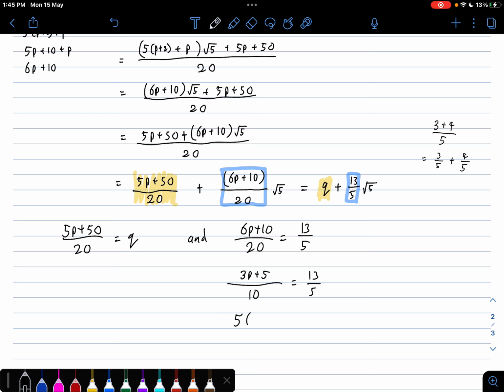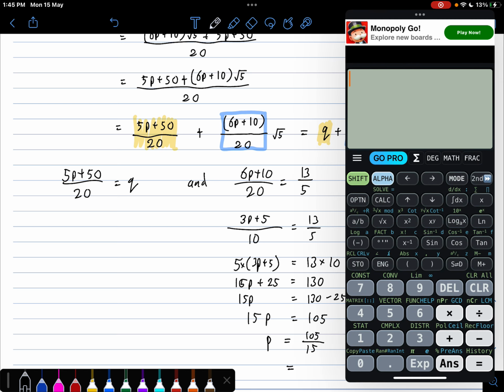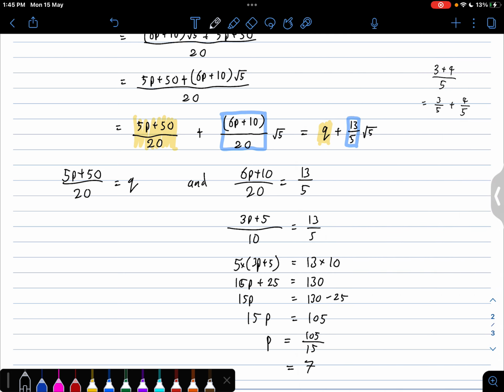Cross multiply now. So 5 bracket 3p plus 5 equals 13 times 10. Simplify, you get 15p plus 5 times 5, 25, equals 130. That means 15p equals 130 minus 25. This gives you 105. 15p on the left. To solve for p, you just divide over. This should give you, let me see, I think it was a 7. I checked it before. And yes, I get a 7.